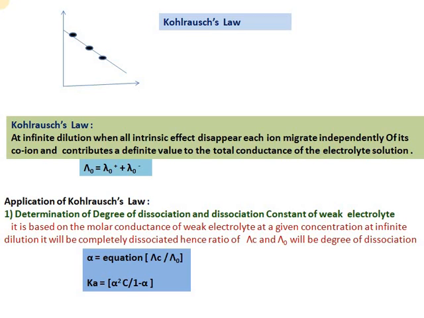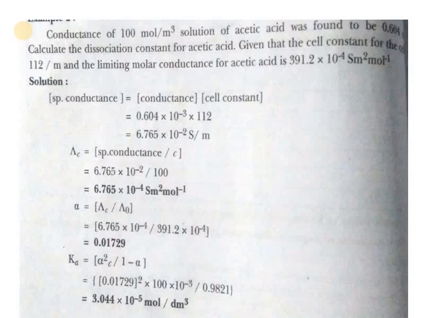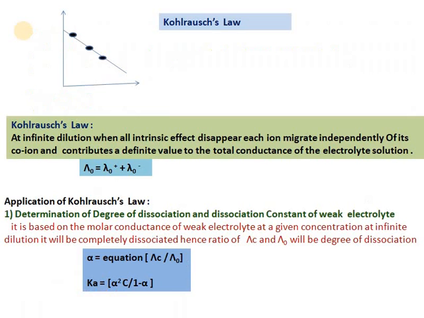Now we have the applications of Kohlrausch's law. The first application of Kohlrausch's law is the determination of the degree of dissociation and dissociation constant of a weak electrolyte.